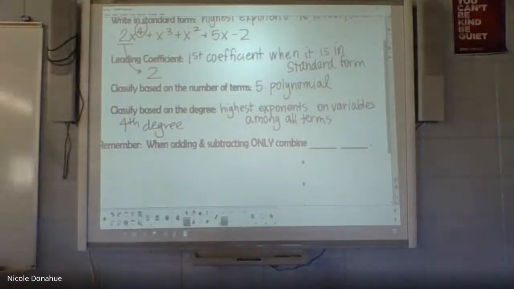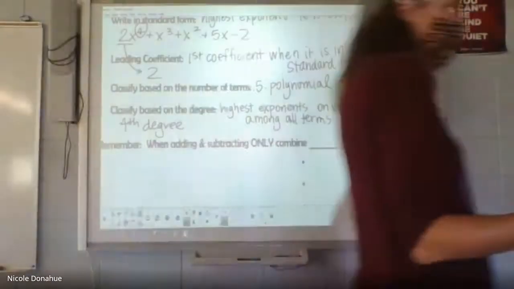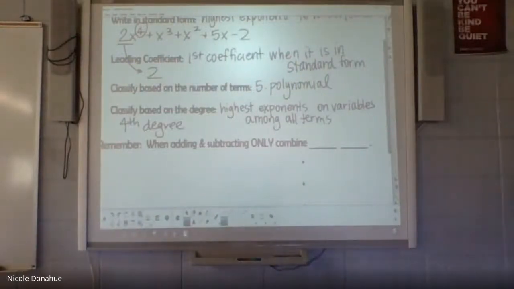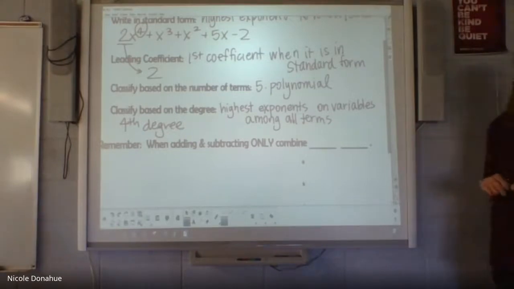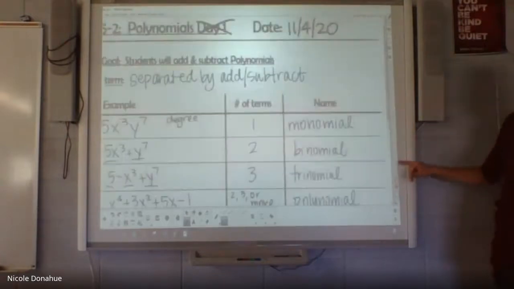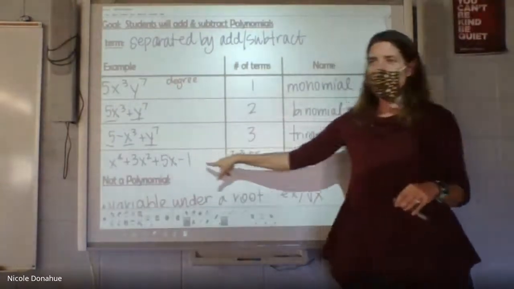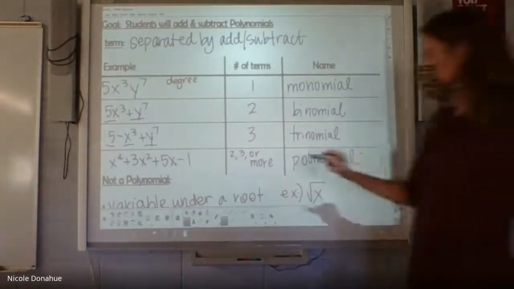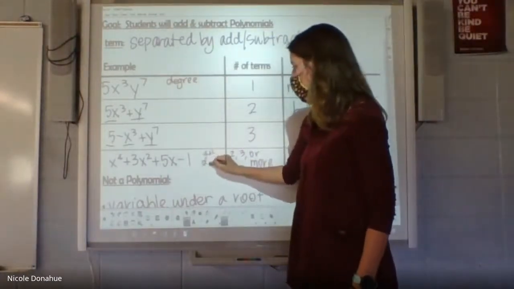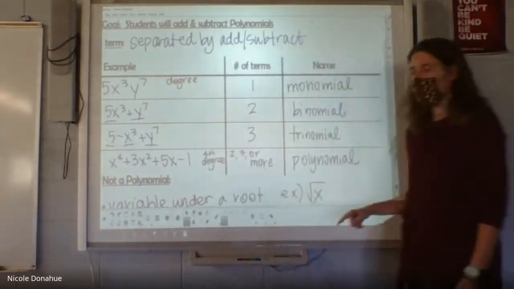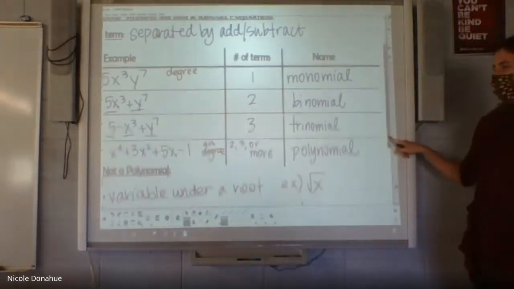So I want to go back and look at the chart on the top and talk about the different degrees. Again, the degree is helpful as we move forward with graphing something like this. We'll get more into it when you get to pre-calc. Let's start from the bottom. What's the highest exponent here? 4. So that'd be 4th degree, just like a 4th degree burn.